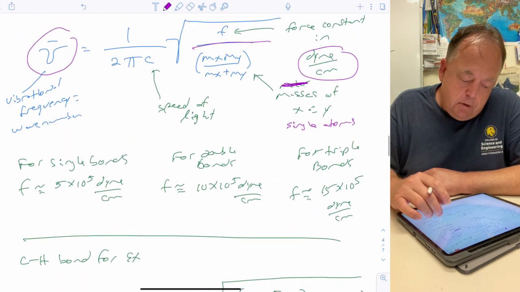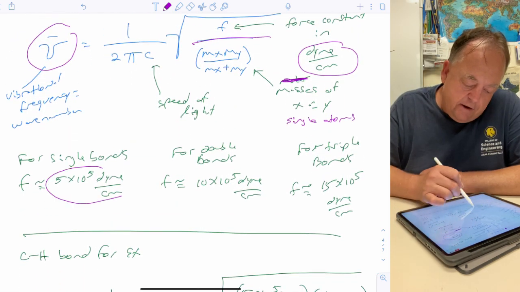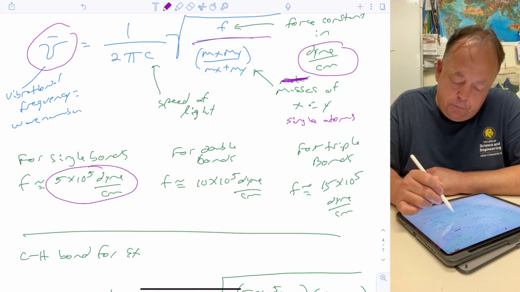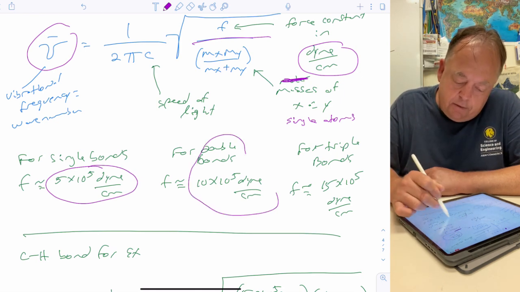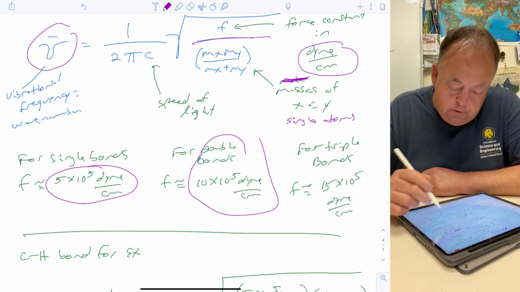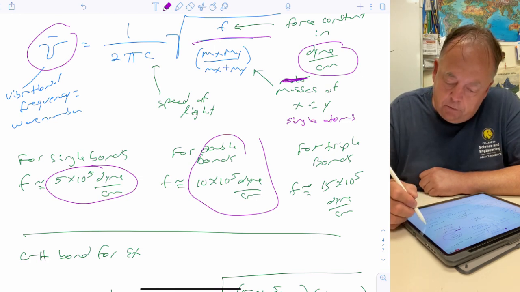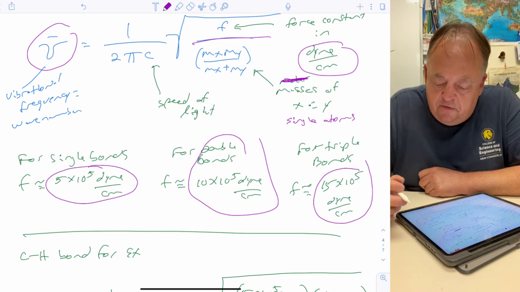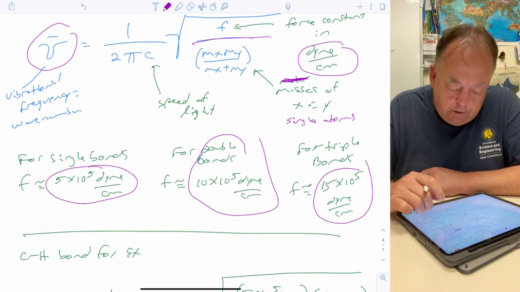Okay, so for single bonds, the force constant is around 5 times 10 to the 5th dyne per centimeter. For a double bond, about twice that, 10 times 10 to the 5th dyne per centimeter, and triple bonds about 3 times that, about 15 times 10 to the 5th dyne per centimeter.